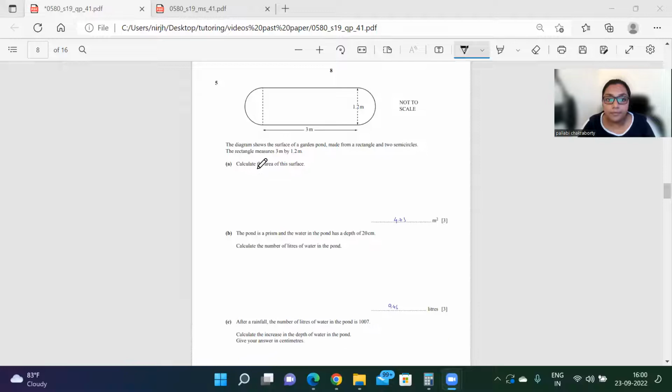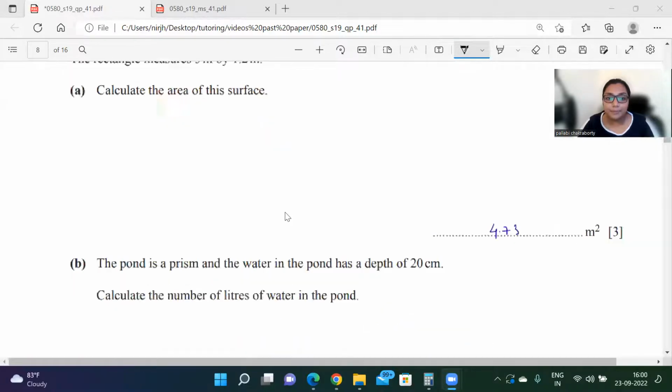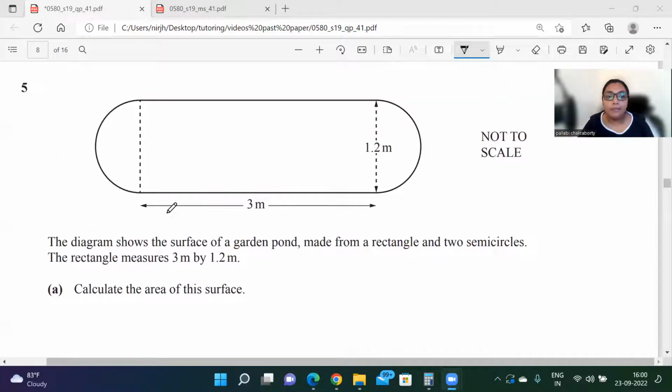So we have question number 5 given to us, where you have a figure which is looking like this, and this is the surface of a garden pond, and it is made from a rectangle and two semicircles. Now this is where you need to be alert. When it says two semicircles, that means you can join them and make a circle, right? Keep that in mind. The rectangle measures 3 meters by 1.2 meters. That means the length is 3 meters, breadth or width is 1.2.